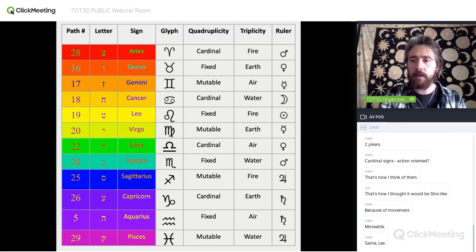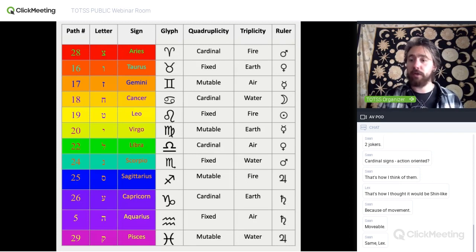So again, I assume most of you have some basic familiarity with the meaning of the signs, but I just wanted to show this structure, and it's something to play around with. A really good exercise, if you want to get a better sense of these things and of their structure, is to look at all the cardinal signs, look at all the mutable signs, look at all the fixed signs, and think, what do these things have in common? How are they different?